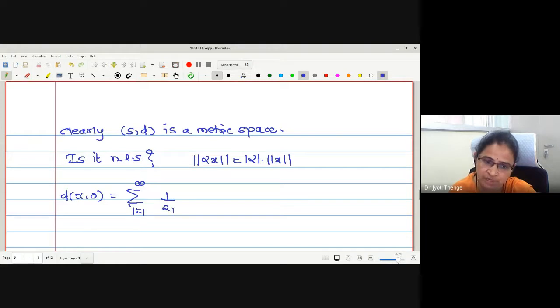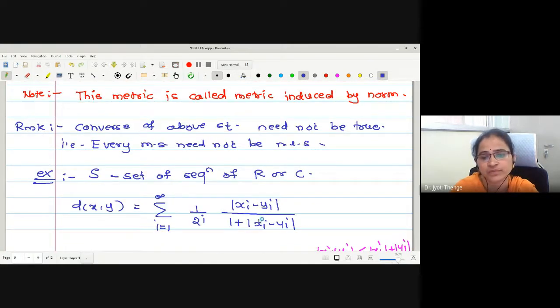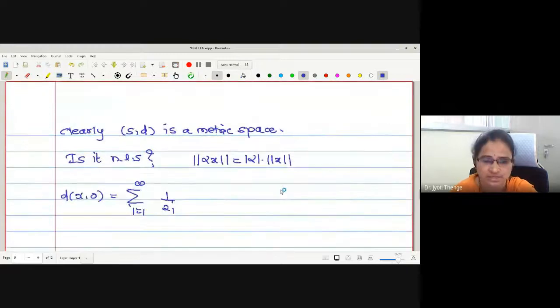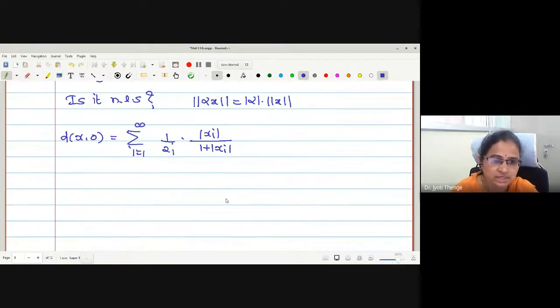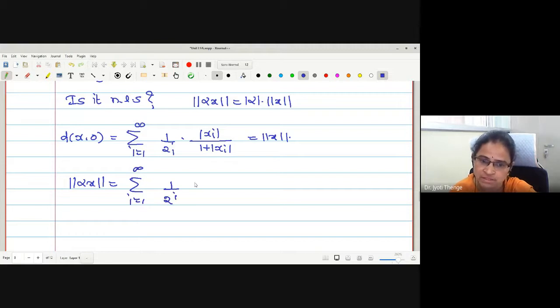What will be the distance between x and 0? Simply, I have to put y as 0, right? Is it mod xi upon 1 plus mod xi? This is d of x, 0, which is actually the norm of x. Then what is the norm of alpha x? Wherever x is there, we will replace it by alpha x. 1 upon 2 raised to i as it is. This will be mod alpha xi, and this is 1 plus mod alpha xi.